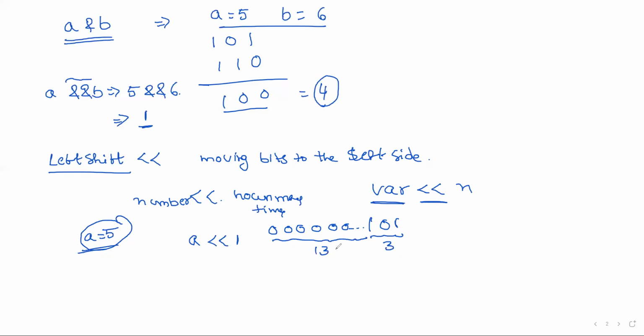Remaining 13 bits are zeros. What do you mean by left shift? Left shift means moving the bits to the left side. So the left side is always zeros. So by moving the bits to the left side, what happens?